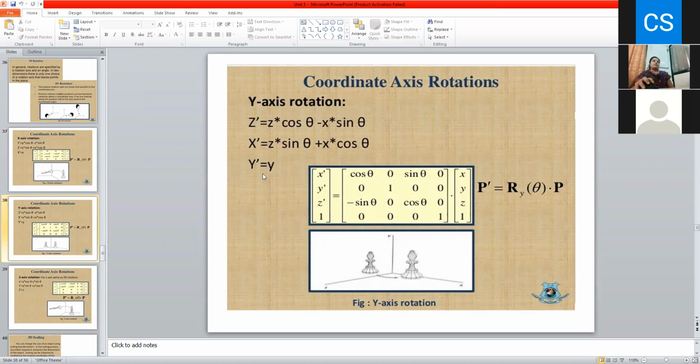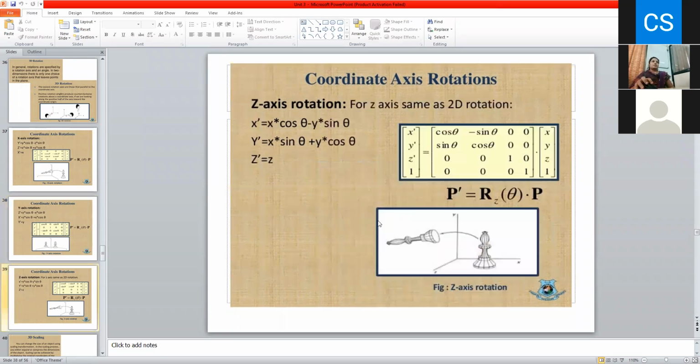So for the y-axis, y dash is equal to y, and that's why the second row, second column will be fixed. And the remaining 4 spaces are filled with cos theta, sin theta. Now see here, the rotation about the y-axis is considered as negative, that is in the clockwise direction, and that's why the sin theta terms have changed, they have replaced the places. So that is the difference in the y-axis rotation.